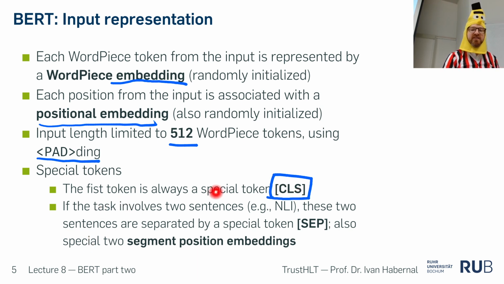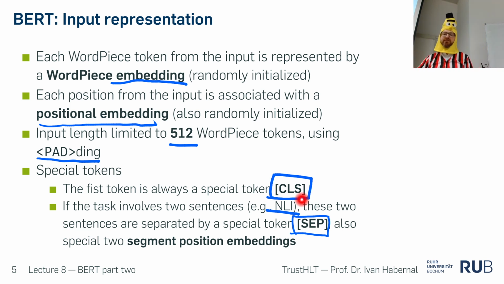If we have a task that involves 2 sentences, so what is NLI? What is the task? Natural language inference. You have 2 sentences, text and hypothesis. Is it entailment, a contradiction, or neutral? If you have such a task where you need to decide on 2 sentences, they are separated by a special token called separator. You put a special token between these 2 sentences and you feed it in. And in BERT there's something very special, and it's actually not that efficient, but anyways, there are 2 segment position embeddings. Let me just show you an example to really see what these embeddings are doing.